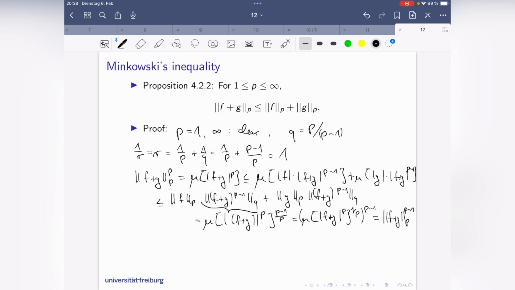And I can write further ‖f‖_p^p plus ‖g‖_p^p. And down here I have the p norm of f plus g to the power of p minus 1. And now I can divide by this factor here. And what stays is just the p norm of f plus g. On this side here and here I have the sum. And that's exactly the inequality we wanted to prove.